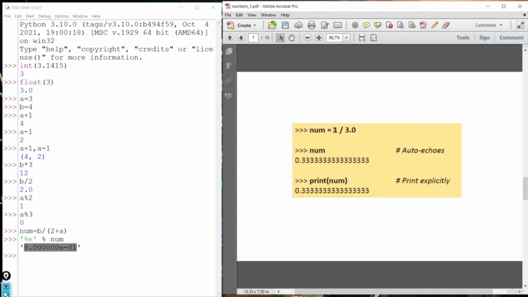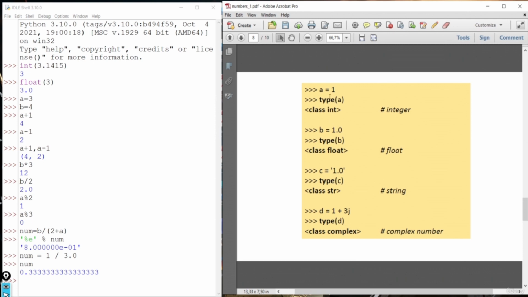Here number is a fractional number. This is integer. This is floating point number. So the number is a floating point number. We can display the number typing num directly, or we can display the number using the print command. They give the same output.